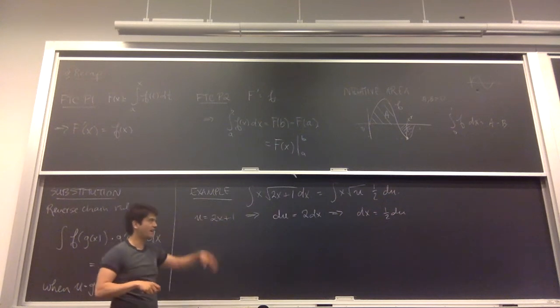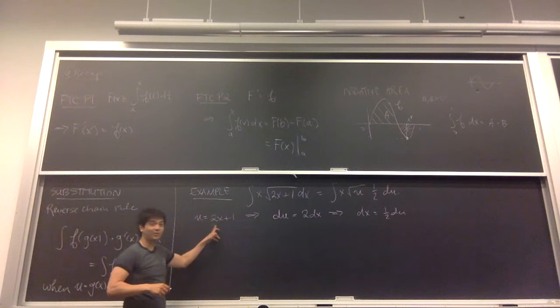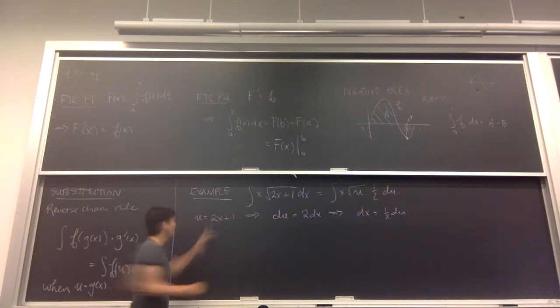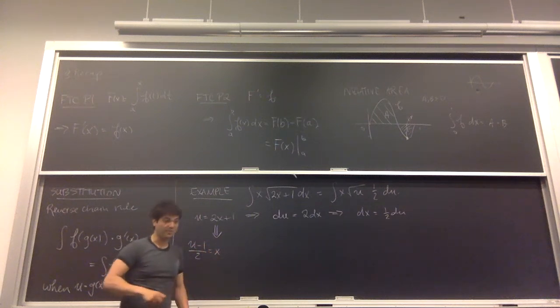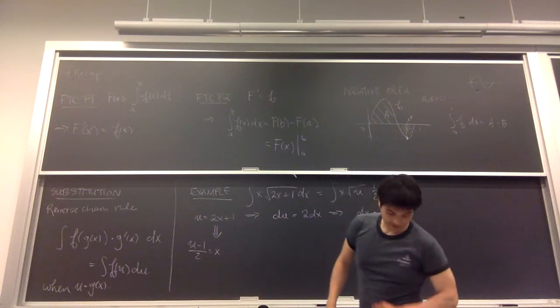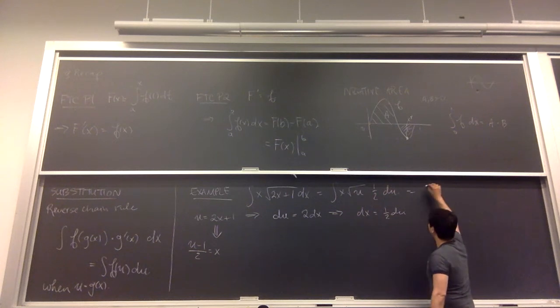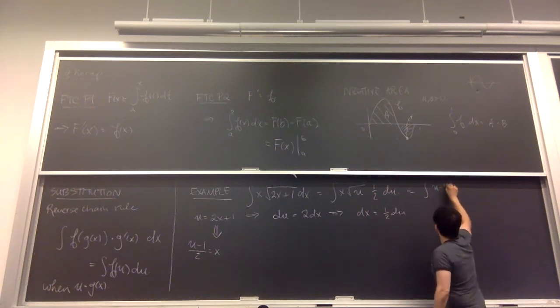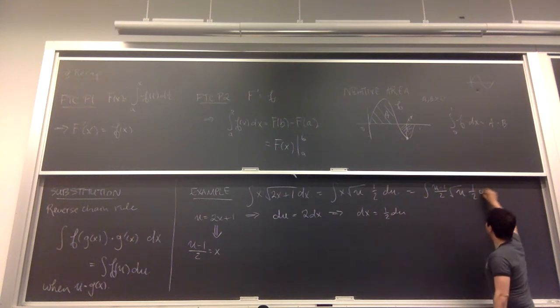We can't do anything with that. We have an x now. How do we get rid of the x? Well, we can isolate the x in terms of u. We do know the relationship between x and u. So if I rearrange this, you're going to get what? u minus 1 over 2 is x. Let's just make sure that's what I got here. Yes. Okay, so what does that mean I can write this as? Well, this is going to be the integral of (u minus 1)/2 times root u times 1/2 du.